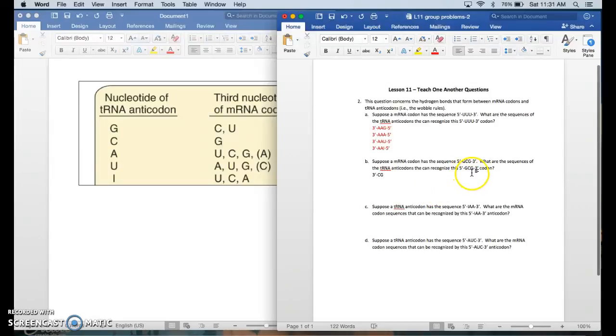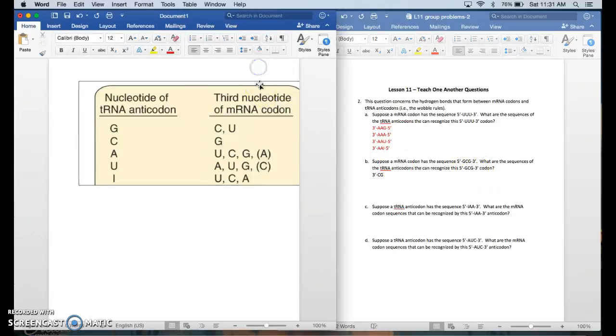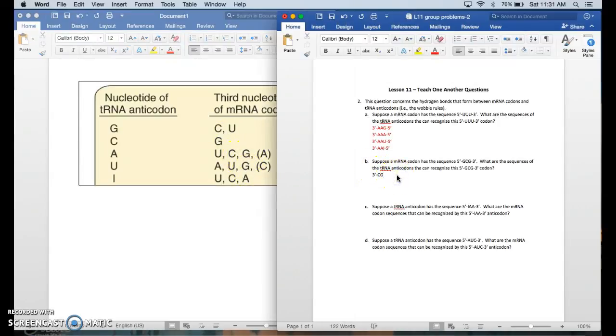Now the third nucleotide is our wobble nucleotide. So in this case, it's a G. So what would you do? Since you're in the mRNA, then you would go to your chart and find in this column, third nucleotide of mRNA codon, all the places where a G is found. So we have 1, 2, 3. So that means there's 3 different tRNA anticodons.